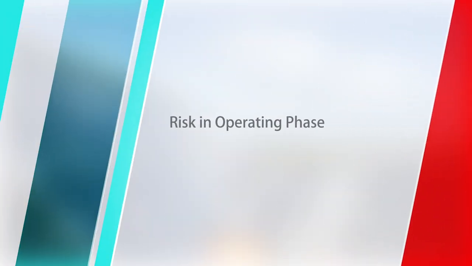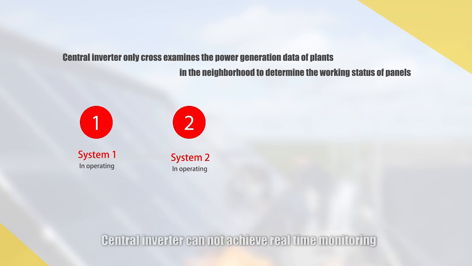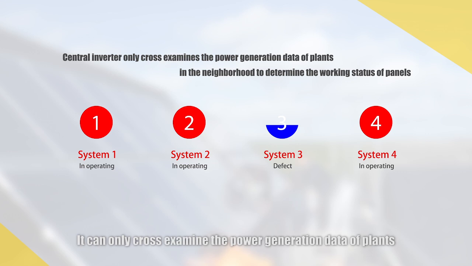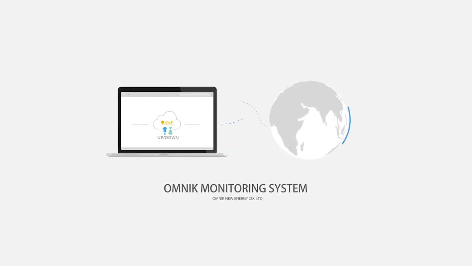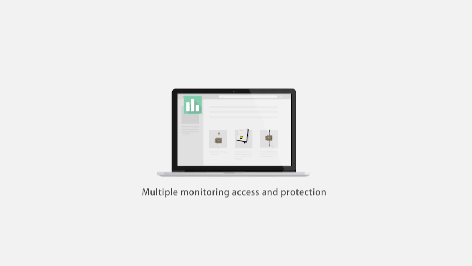Risk in the operating phase. Monitoring the working status of the solar panels. A central inverter cannot achieve real-time monitoring. It can only cross-examine the power generation data of plants in the neighborhood to determine the working status of panels. Each string inverter can detect malfunction, so it narrows the scope of defective panels down to dozens. Microinverters can even monitor each panel.